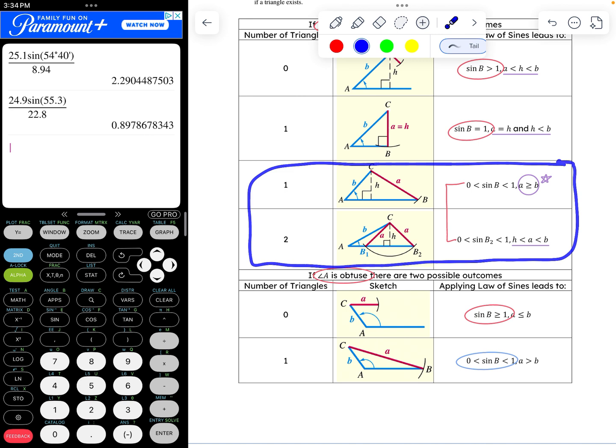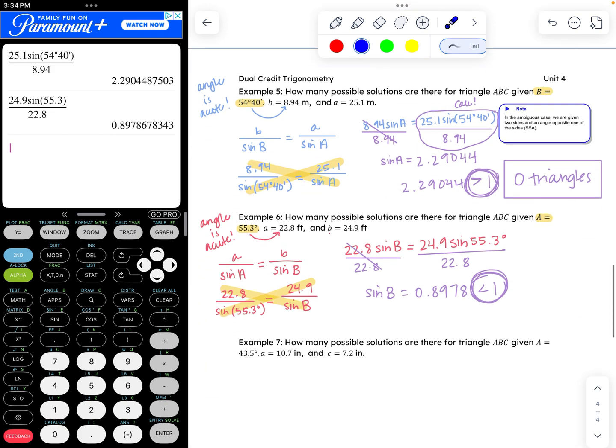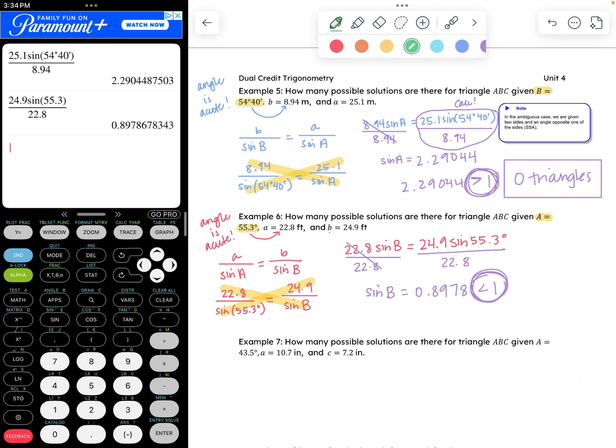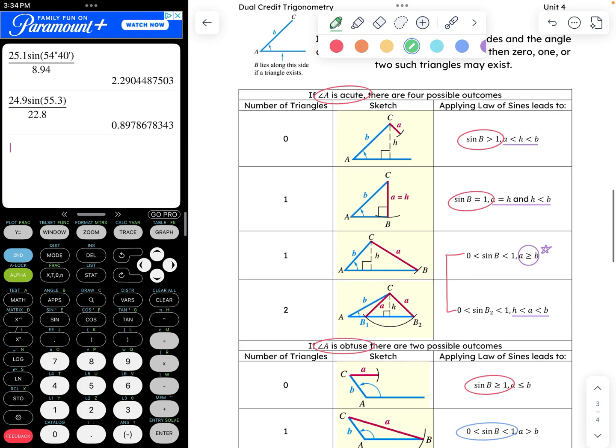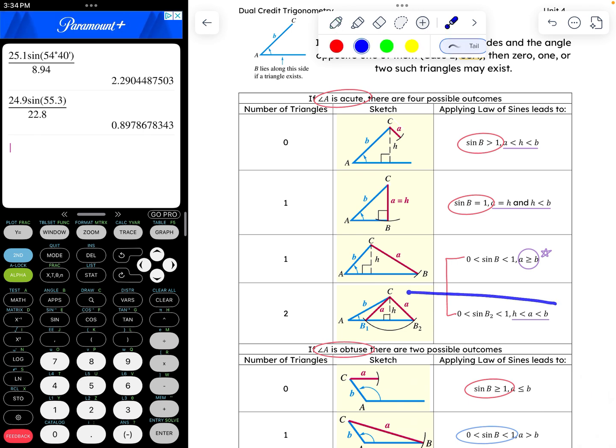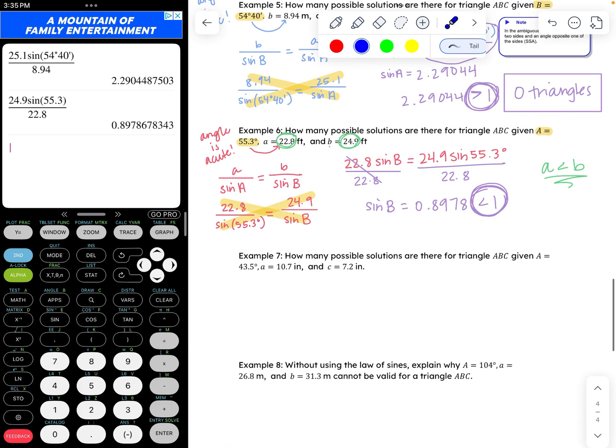So that's where I've got to look at my A side length and my B side length and see which side length is shorter to help me figure out if it's 1 triangle or 2 triangles. So side A is 22.8, side B is 24.9, so A is less than B, which means it falls into this bottom one right here. There are 2 possible triangles. So that's all I have to say, 2 triangles.